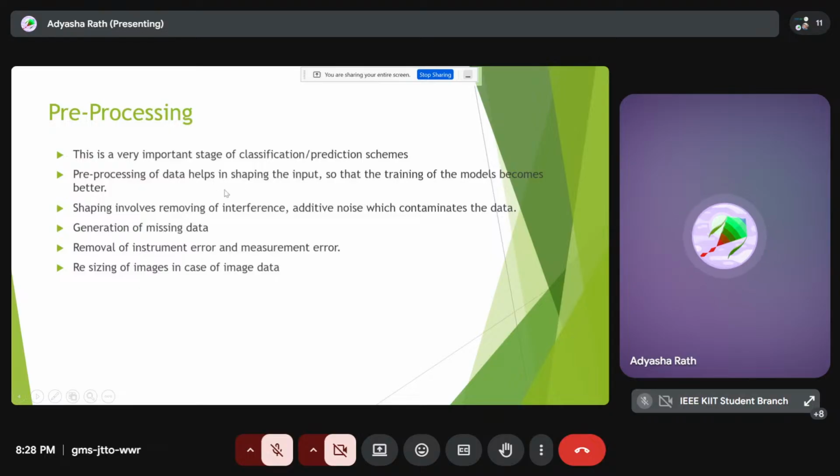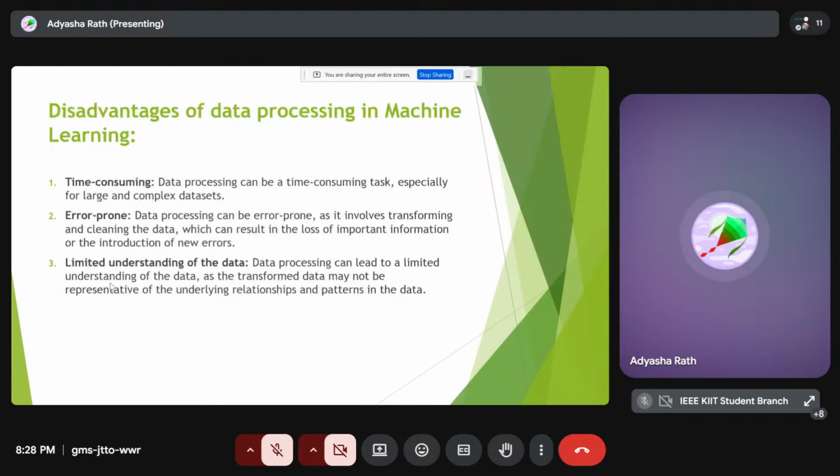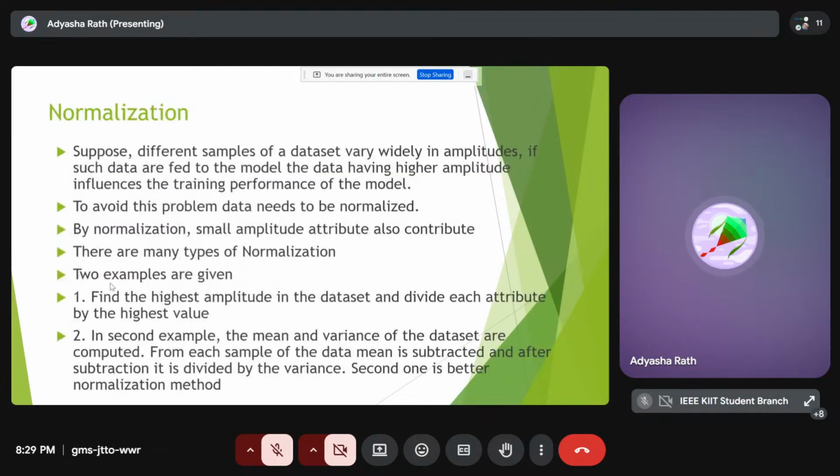Pre-processing, this is a very important stage of classification. You know very well, pre-processing helps in shaping the input so the training of the model becomes better. Shaping involves removing interference, additive noise which contaminates the data, generation of the machine data, removal of instrument error or measurement error, and resizing of the image in case of image data. Advantages of data preprocessing are that it improves the model performance, better representation of the data, and accuracy will increase. It is time consuming, error prone, with limited understanding of the data. These are the biggest disadvantages.